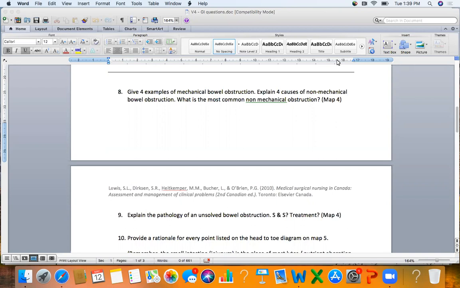Number 8 asks us to come up with 4 causes of non-mechanical bowel obstruction. So what's the difference between mechanical and non-mechanical bowel obstruction would be one way of looking at this question. How would you define the difference between the two in general? Mechanical versus non-mechanical.